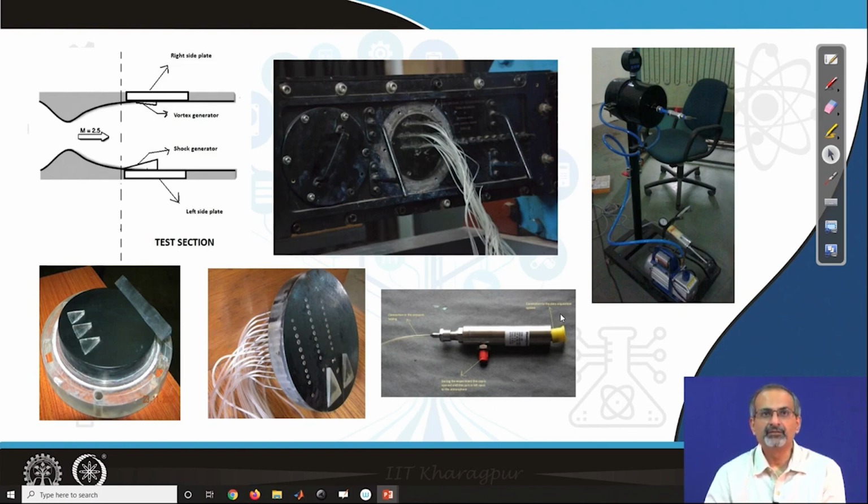You have further views of the models that we were discussing. You also have to design accessories at times for your models. So for example, here you have a system by which you can calibrate your pressure sensors, which are important devices for performing the experiments. So you have to design certain accessories like this for performing your experiments.